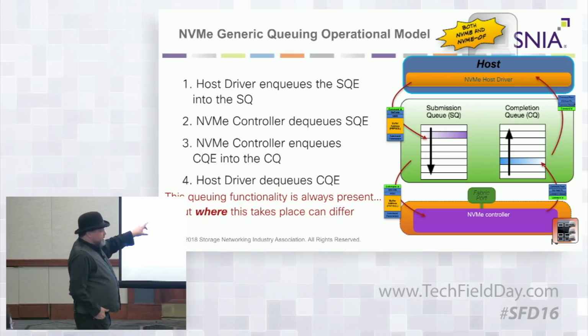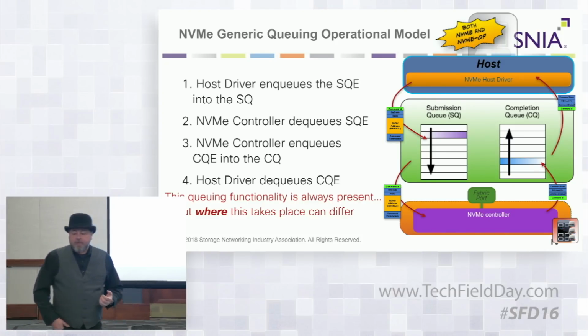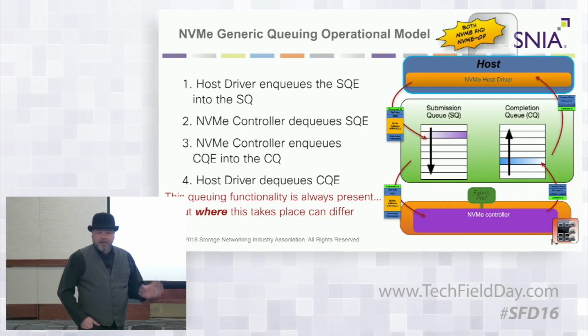The host driver, the NVMe driver, will place a submission queue entry into the submission queue, which is then processed by the NVMe controller. When the command is completed, whether or not data is required to be transported, the NVMe controller goes back the other way and puts a completion queue entry into the completion queue, at which point the NVMe host driver de-enqueues the completion queue entry, and then a pointer is set up to the original submission queue to free it up to put in another command. So far, so good? Mm-hmm. Very, very basic.